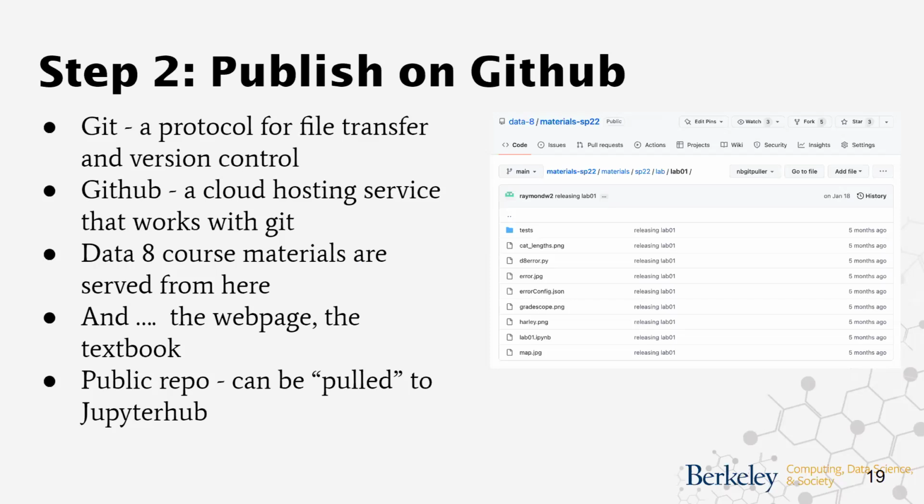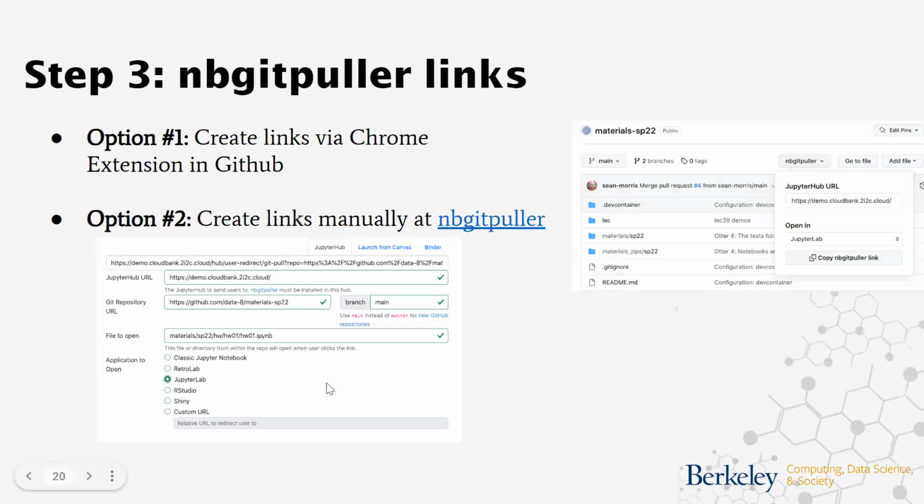But if you want to dig around and find stuff, there's actually a ton of stuff that you can find there. All these different things are pulled from different parts of the Data 8 GitHub repo, including the textbook and the website itself, which are served as GitHub Pages. Then we're going to make these magic links that were demoed a little bit before.